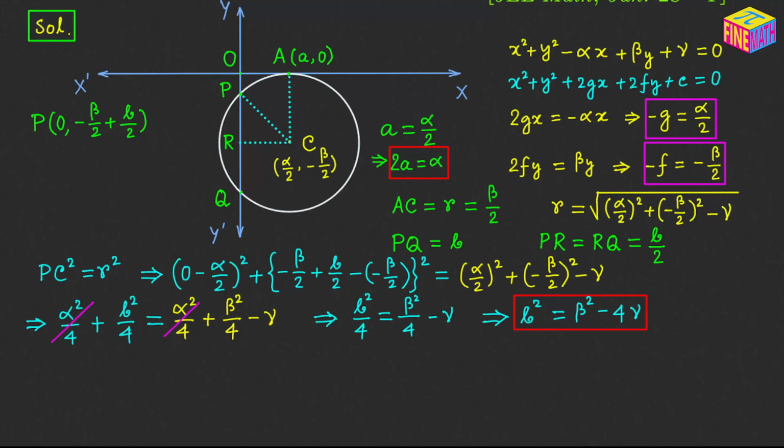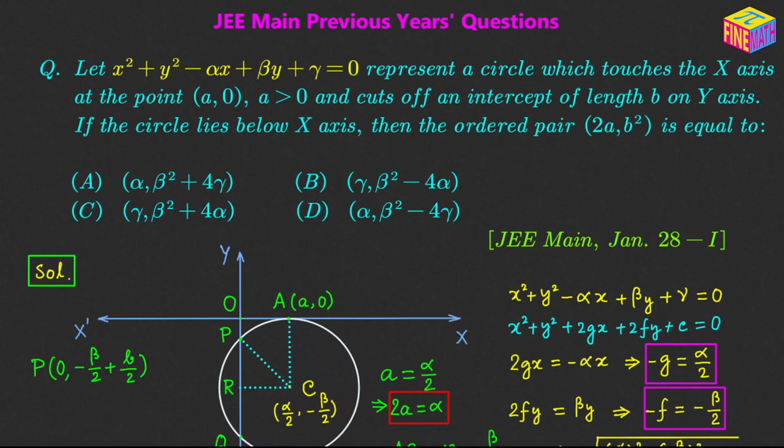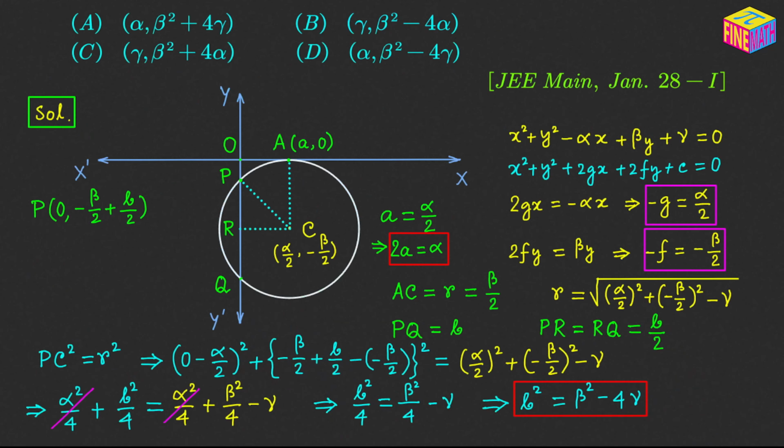So what do we have to calculate as per the question? Well, according to the question, we have to find out the ordered pair 2 times a comma b squared. We already know the value of 2 times a, and also we have been able to calculate the value of b squared. So that ordered pair would be equal to alpha comma beta squared minus 4 times gamma. So let's take a look at the answer choices. Wherever we have alpha comma beta squared minus 4 times gamma, that would be the correct answer. And in this case, looks like option D would be the correct answer.